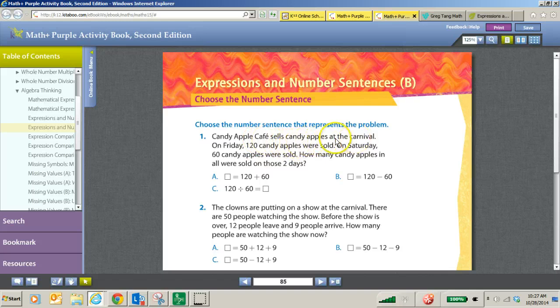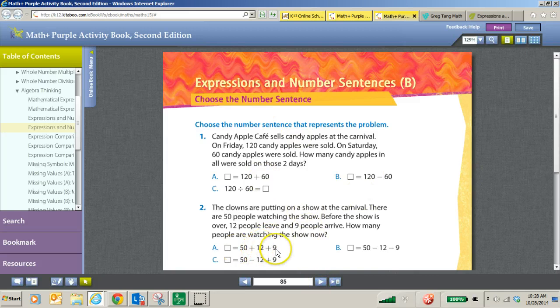It sells candy apples at the carnival. On Sunday, 120 candy apples were sold. On Saturday, 60 candy apples were sold. How many candy apples in all were sold on those 2 days? So we know that we need to add those amounts together to get the total amount. And even though the total comes first, we want to encourage students to see that it means the same thing. This amount is going to be the same as this amount.